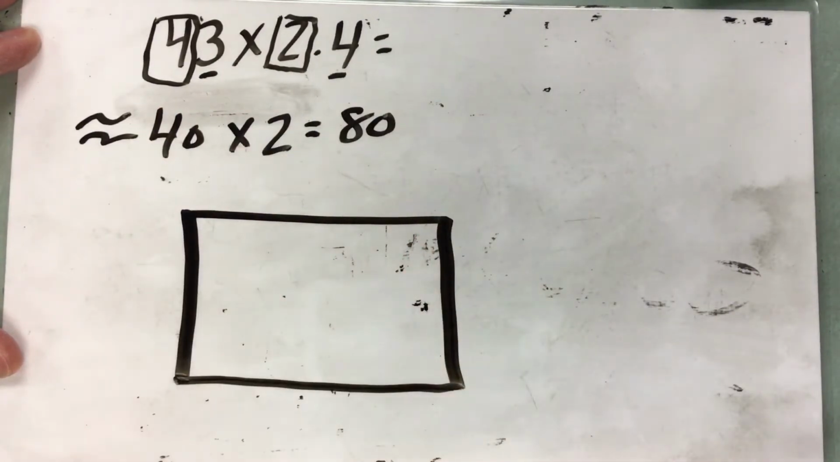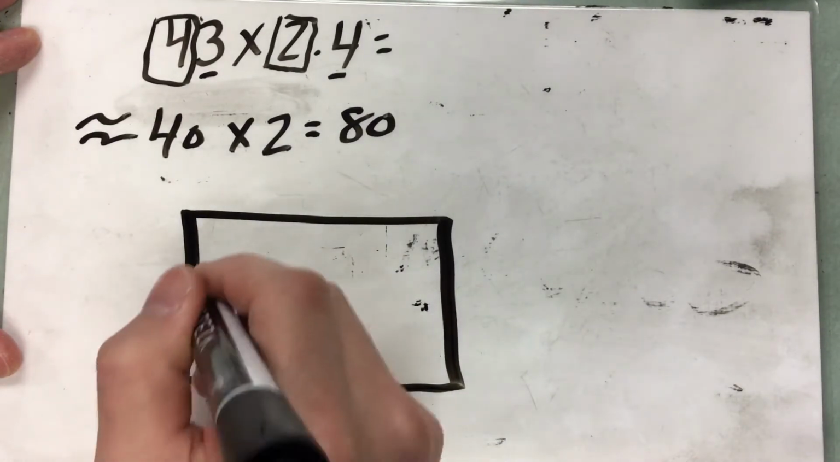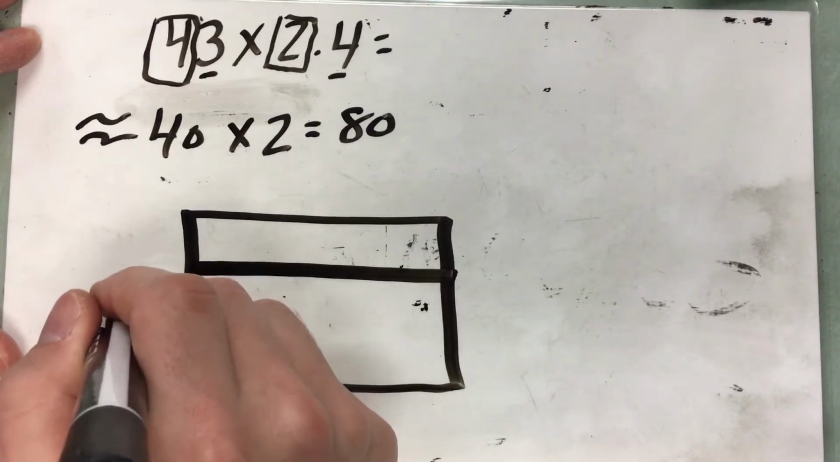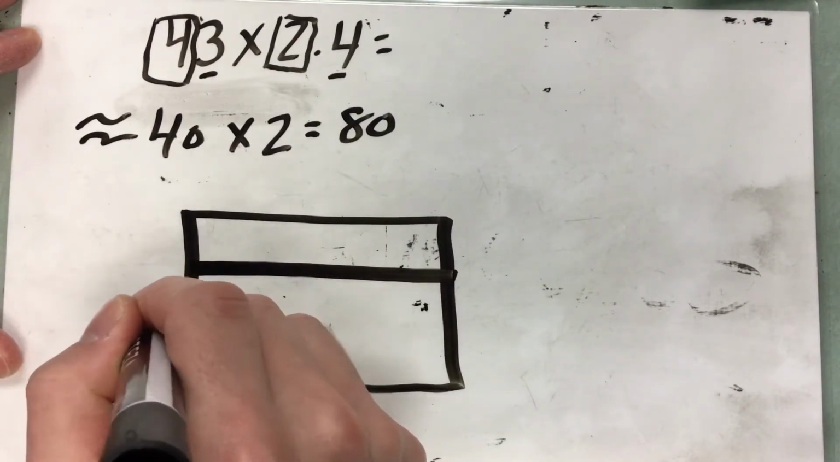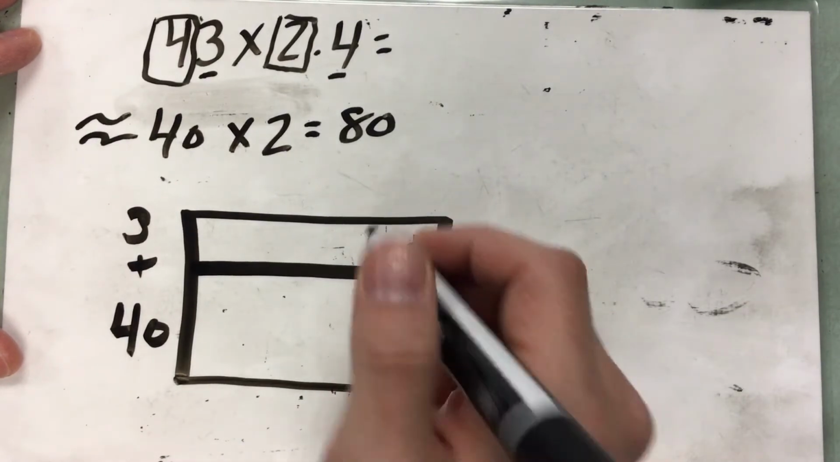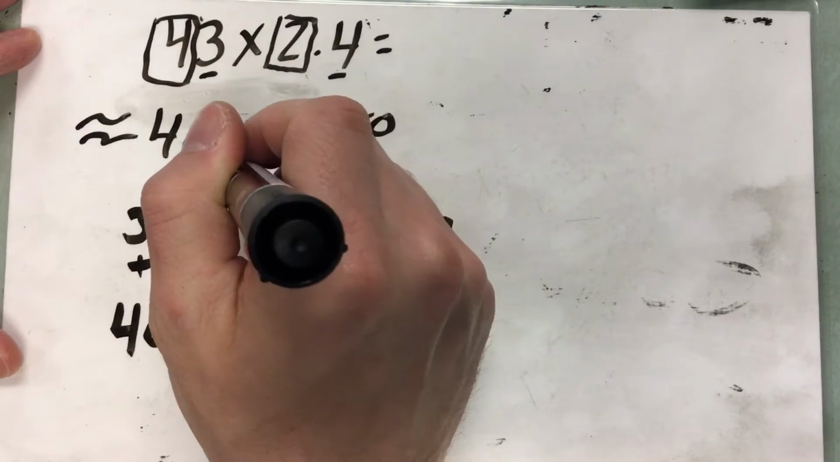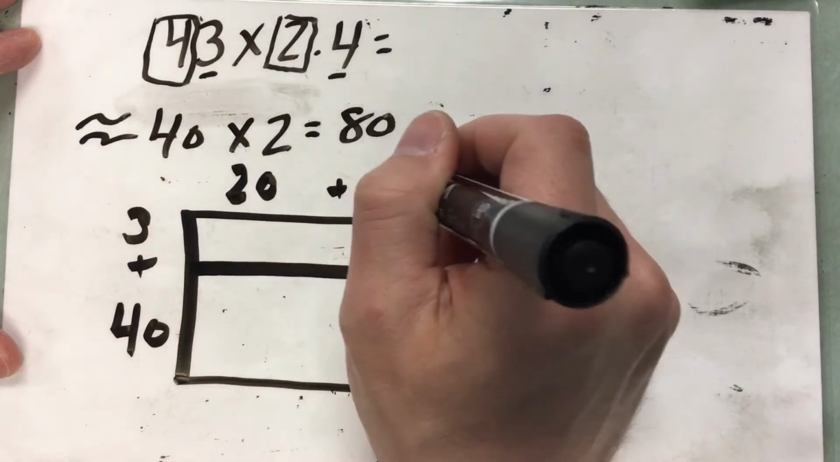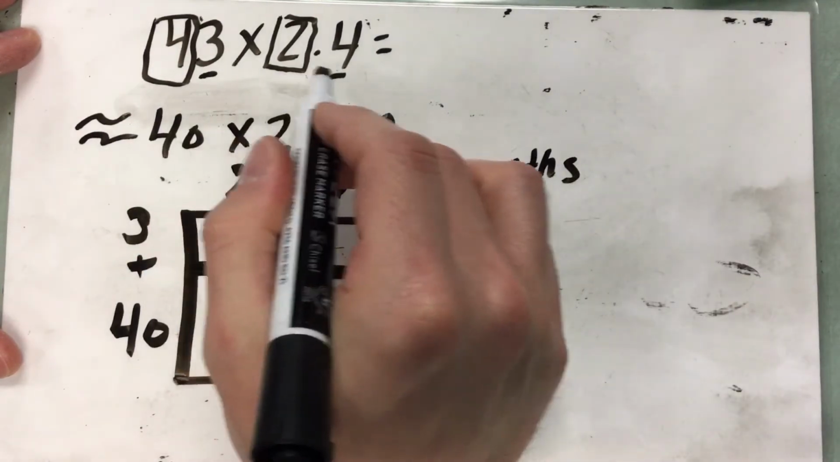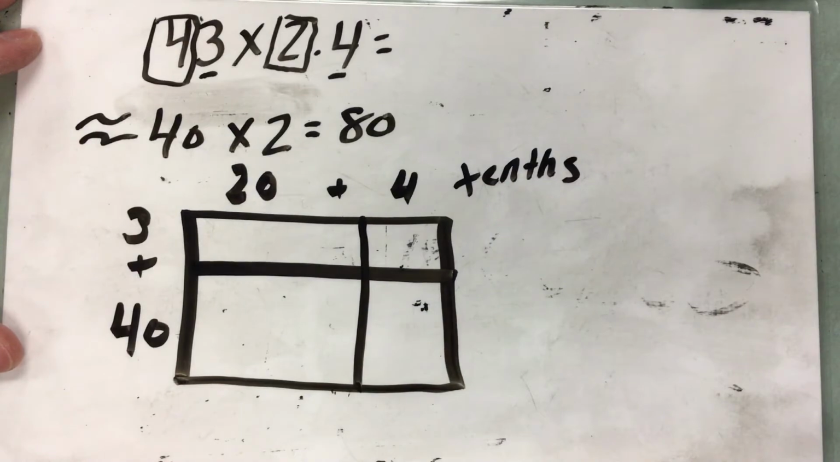So I'm going to start with my rectangle, and I'm going to set up this side as my 43. So 43 in expanded form would be 40 plus 3. And then I'm going to break apart 2.4. And I'm going to think of 2.4 as 24 tenths. So I'm going to say this is 20 tenths plus 4 tenths. And remember, these are tenths because 2.4 is the same thing as 24 tenths.